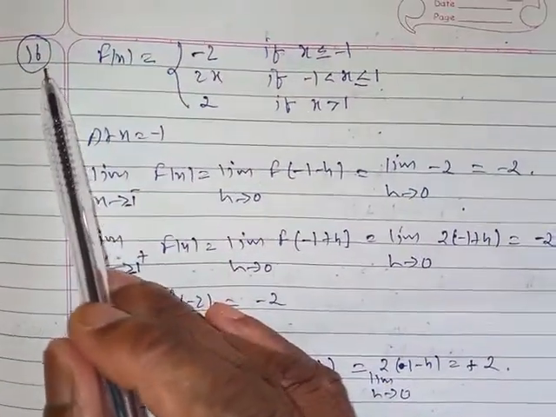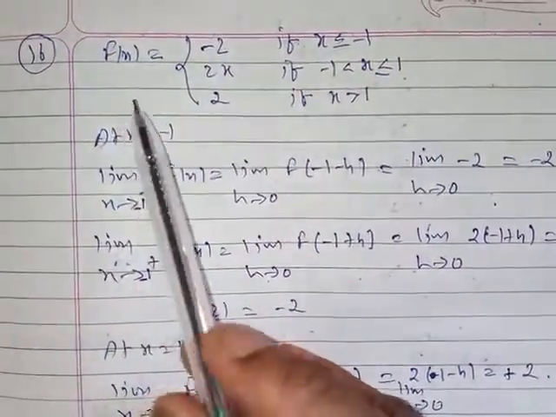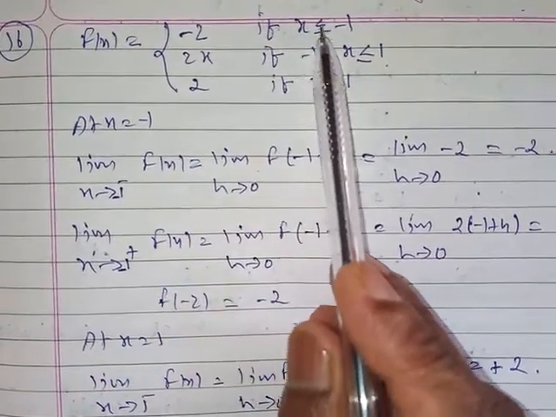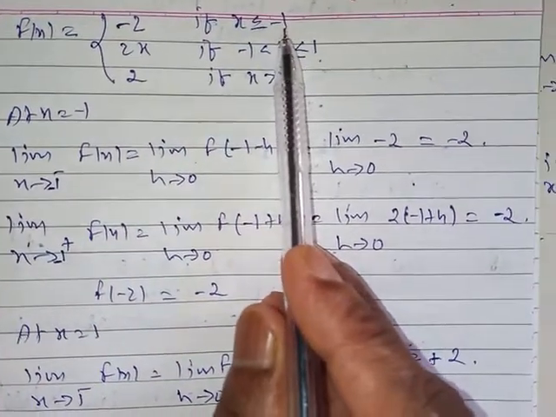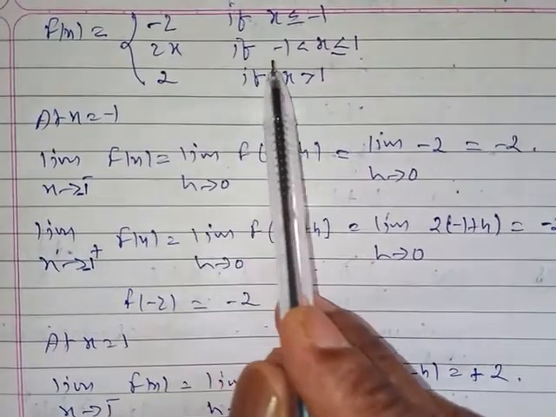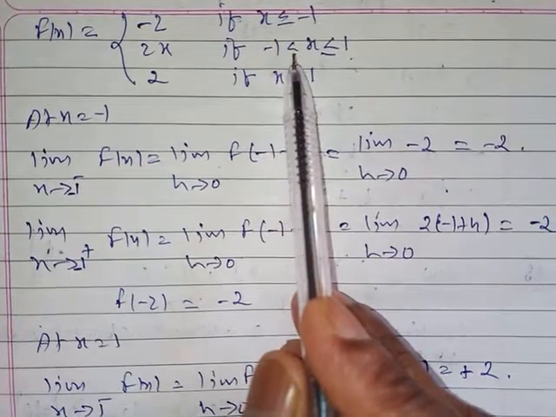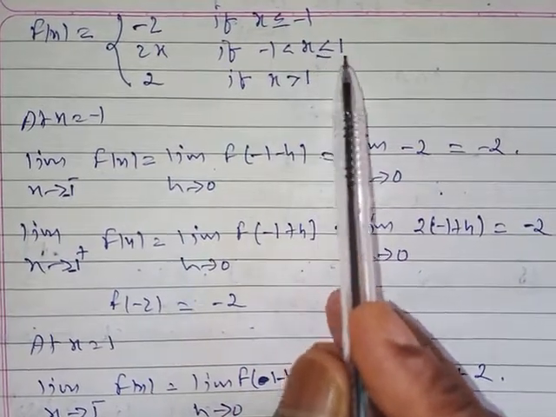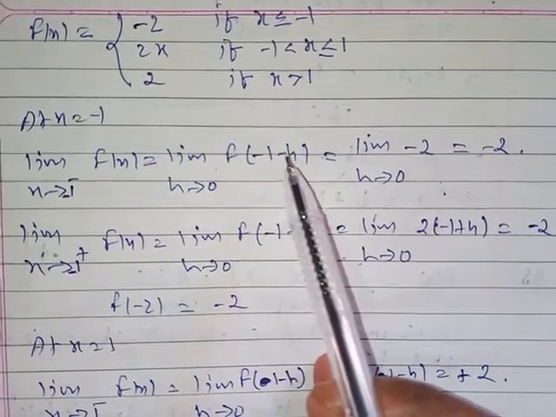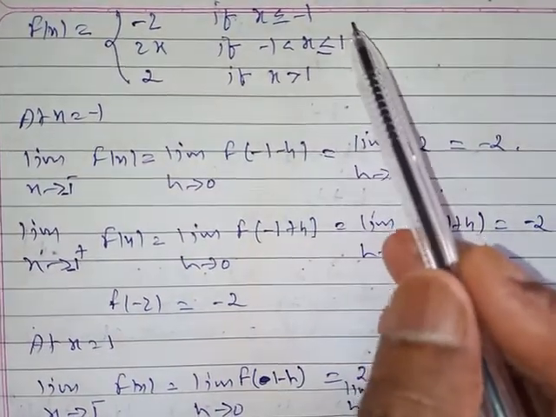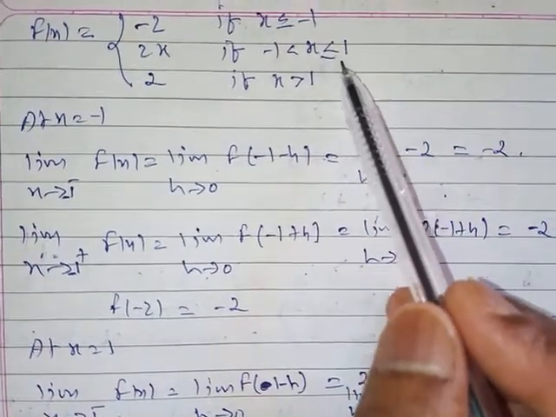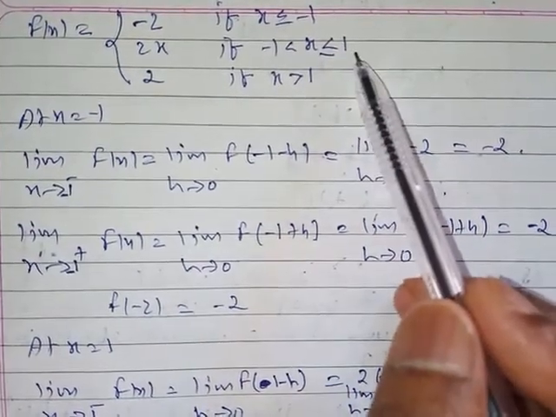Let's start with sum number 16. f of x is equal to minus 2 if x is less than or equal to minus 1, is equal to 2x if x is between minus 1 and 1, that is minus 1 less than x less than or equal to 1, and is equal to 2 if x is greater than 1. So where do we have to check? We have to check the continuity at minus 1 and 1. Is it clear?